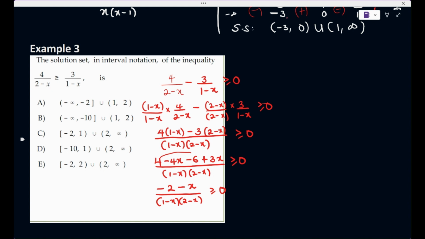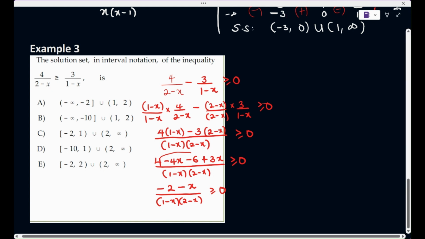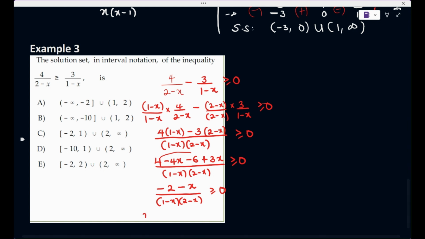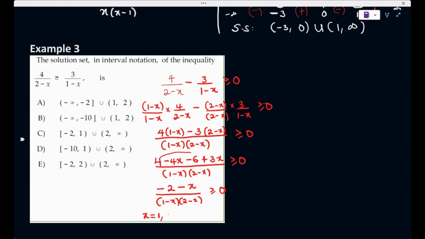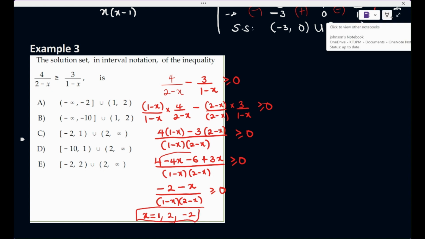Now we can get our zeros. So what will be the critical values? They are what makes the numerator 0, and the denominator 0. Let's start with the denominator. We can see the denominator will be 0 when x is 1, and when x is 2, right? Yes. But what about the numerator? The numerator will be 0 when x is minus 2. So we have all of this, and we will take it to the table now.